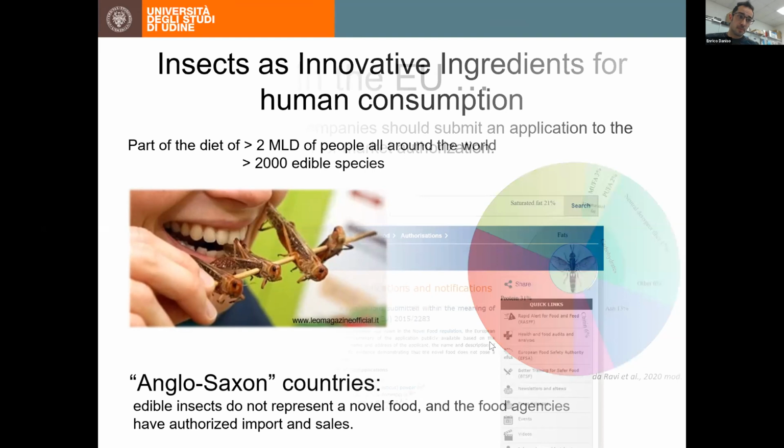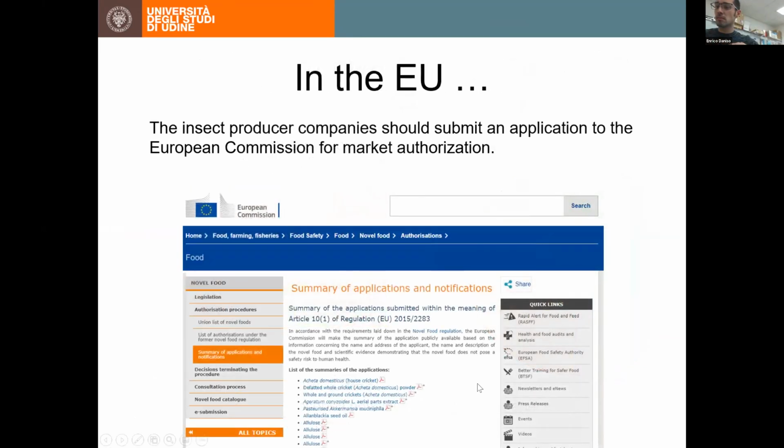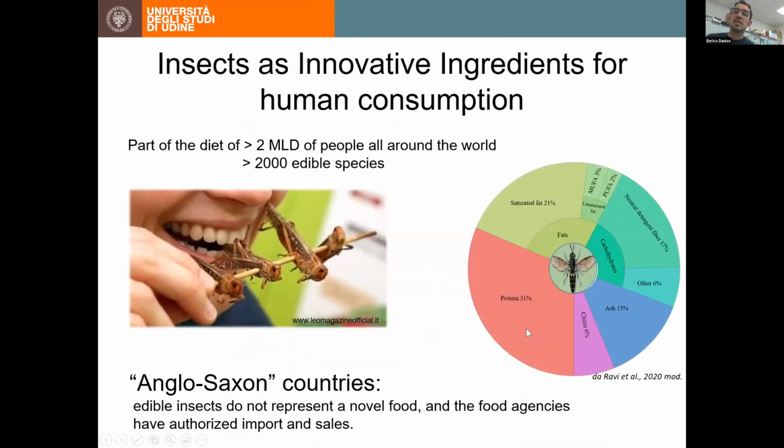For that reason, it's a really interesting food. In Anglo-Saxon countries, edible insects are considered a normal food, not a novel food. For that reason, the commercialization of these foods does not require specific authorization from the government.